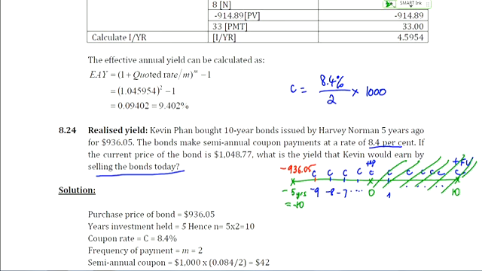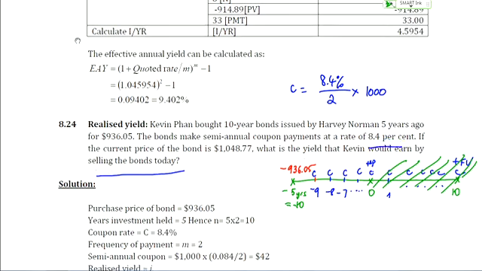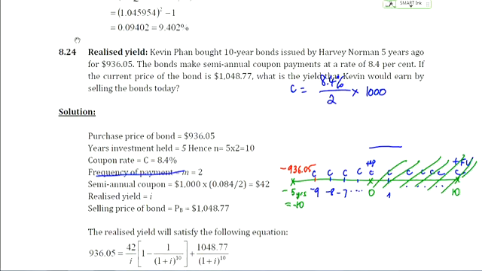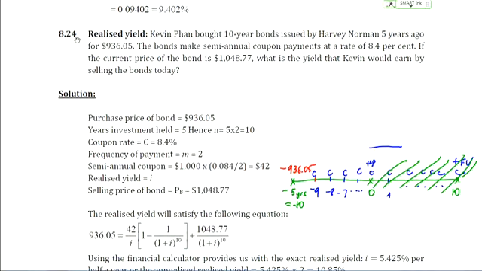Can you do that? So now you can think of the face value as the selling price. And the maturity that he's holding is 5 years or 10 periods. Okay? All good? So let me show you. Okay. So if you look at that, right? This one is his buying price. 936.05. That's the buying price. That's the same with the YTM calculation.